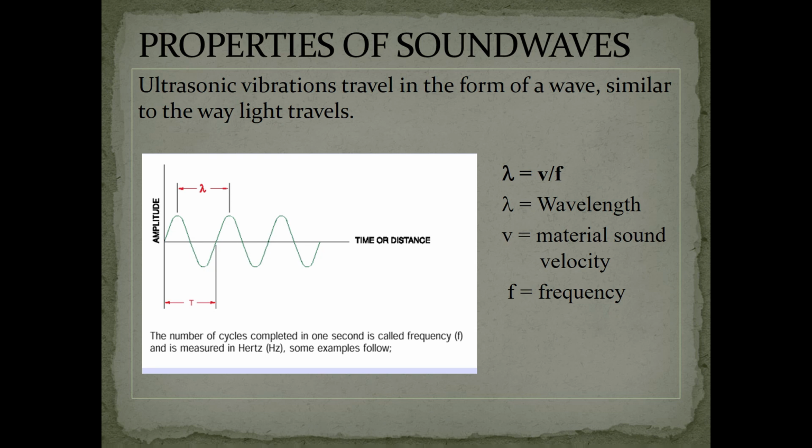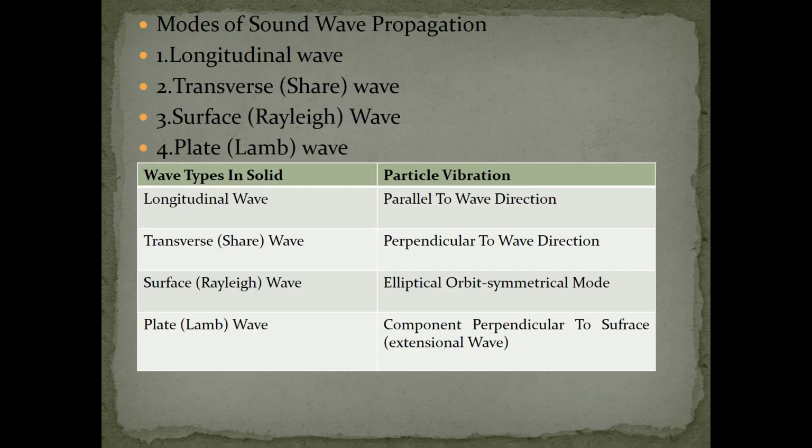Ultrasonic vibrations travel in the form of waves, similar to the way light travels. There are four modes of sound wave propagation. The first one is longitudinal wave, second transverse wave, third surface wave or Rayleigh wave, and fourth plate wave. Longitudinal wave is parallel to wave direction, and transverse wave is perpendicular to wave direction. Rayleigh wave has an elliptical orbit symmetrical mode, and plate wave has a component perpendicular to the surface as a stationary wave.